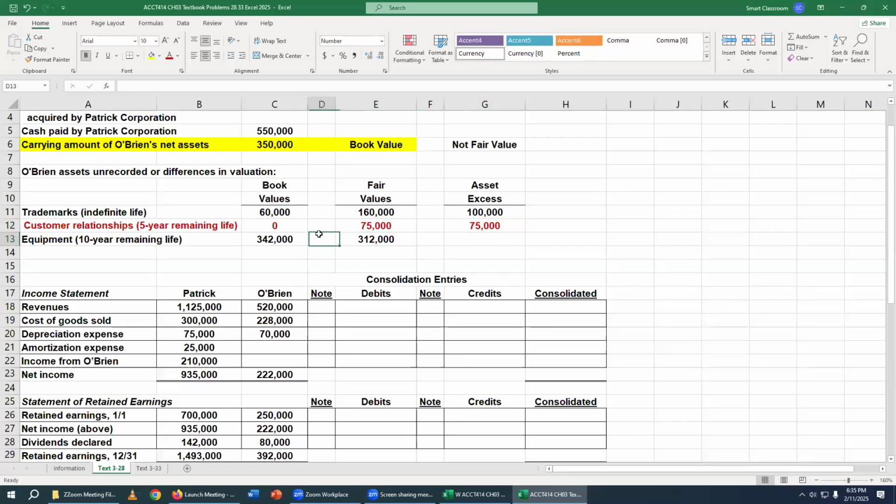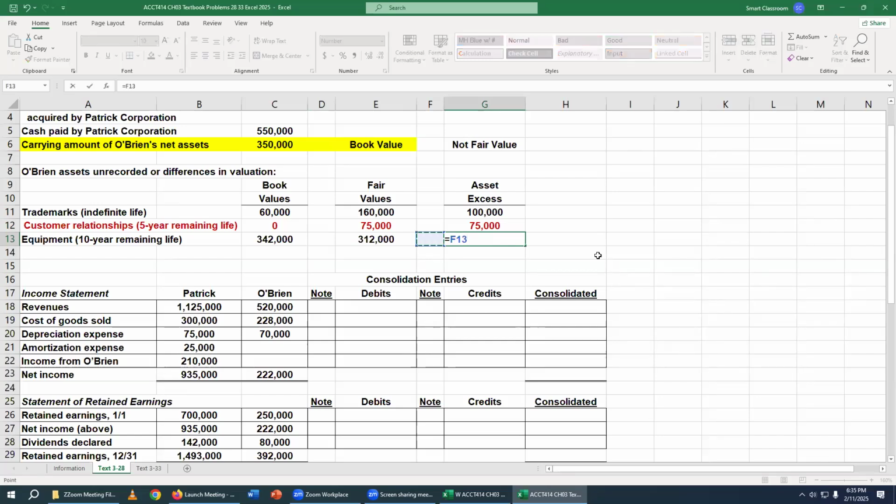Okay. Now, here's the wacky thing. They have their equipment on the books at 342,000. We say it's only worth 312,000. So this really isn't an excess. This will be, I don't know what you want to call it.